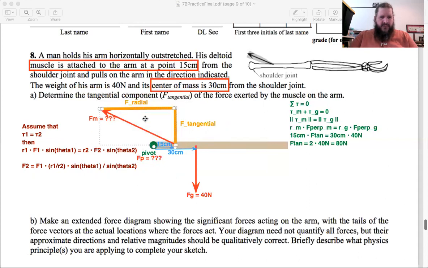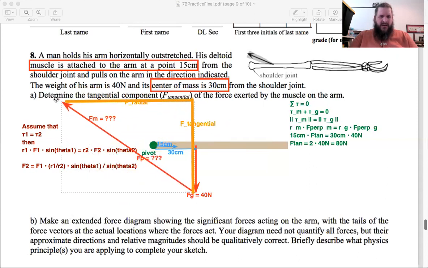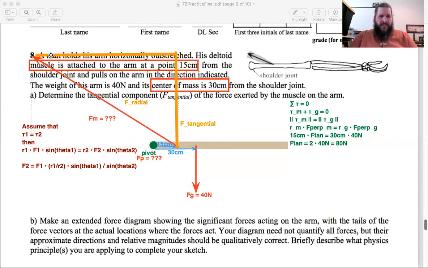I can grab all these at once. Okay, so we want the tangential component to be twice as large, so something like that. So it should actually be more like this. The muscle force is tremendously strong here because it's got to provide a perpendicular component that's twice as much as the force of gravity.